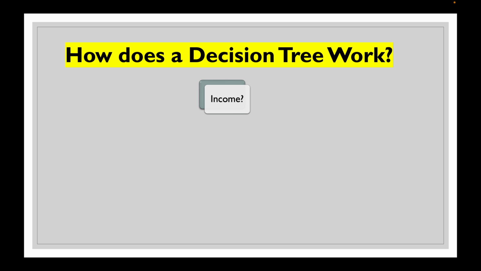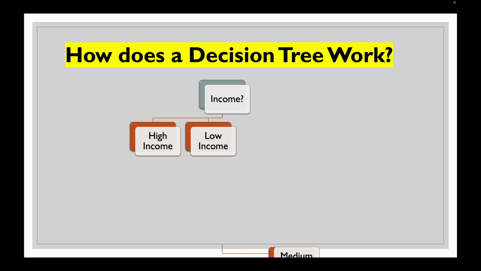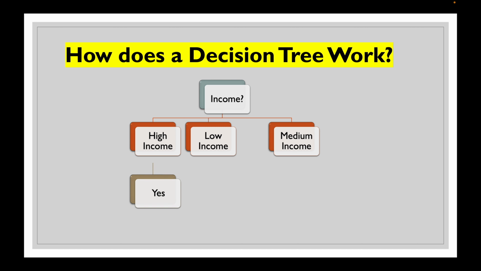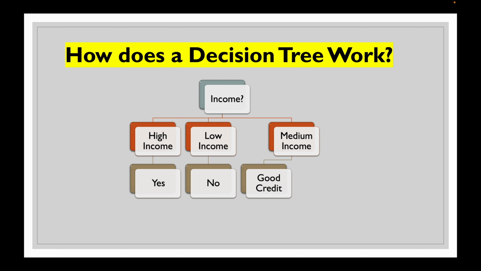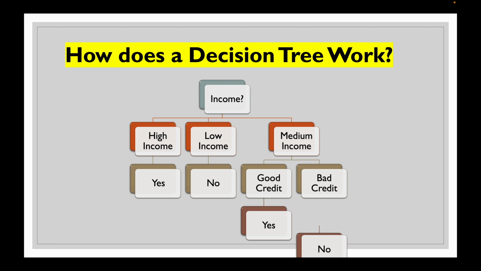Then let's create branches from the root node. From the income level feature, we can branch into high income, low income and medium income. If high, then a person will buy a car. If there is a low income, then he or she will not buy a car. But if the income is in the medium range, then we need to check another factor, that is credit score. It will be like a person will buy a car if there is a medium income and good credit score. Otherwise, he or she cannot buy a car.